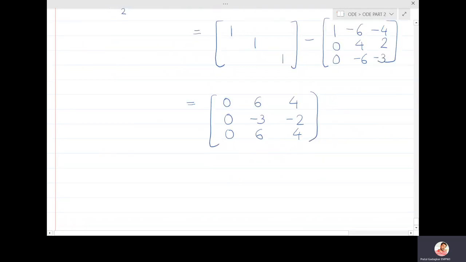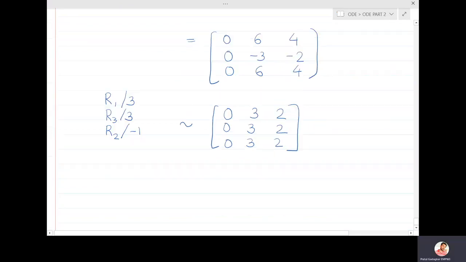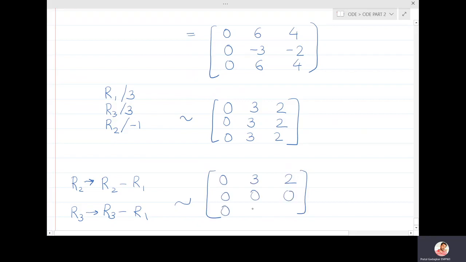If you look at all of these, I will divide the first row by 3, the second row by minus 3, and the third row also by 3. Then all the rows become the same: 0, 3, 2, 0, 3, 2, and 0, 3, 2. Therefore, I can do R2 minus R1 and put this change in R2, then R3 minus R1 and put this change in R3. So I get 0, 3, 2, 0, 0, 0, 0, 0, 0.